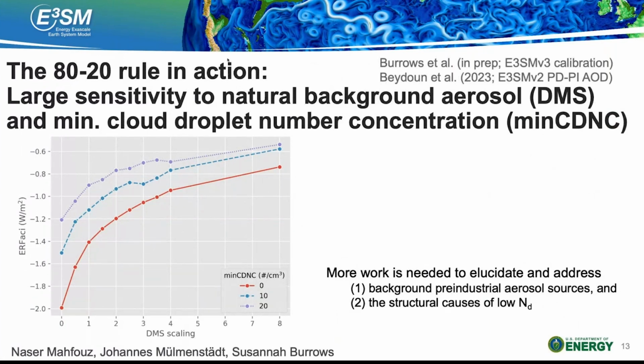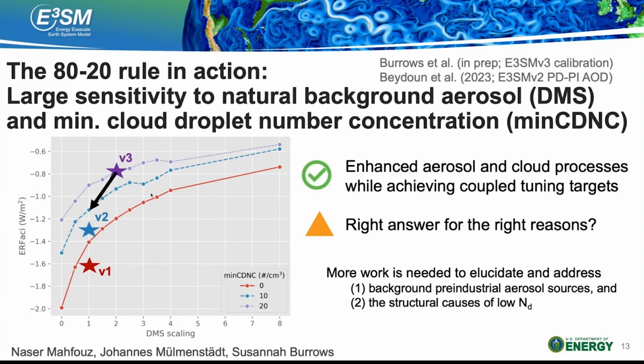And I want to show a few early results from the paper I'm leading that's going to delve into these two sensitivities in a bit more detail, showing that if we scale the DMS emissions between 0 and 8, we can reproduce this kind of sublinear curve that was schematically shown on the previous slide in the ERF ACI response. And the shape of that curve remains the same as we change minimum CDNC, but the base level of it increases as we increase the prescribed background droplet number.